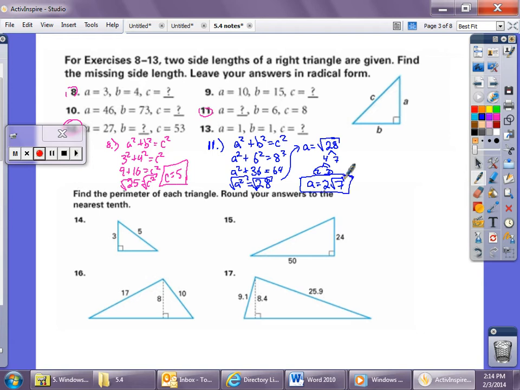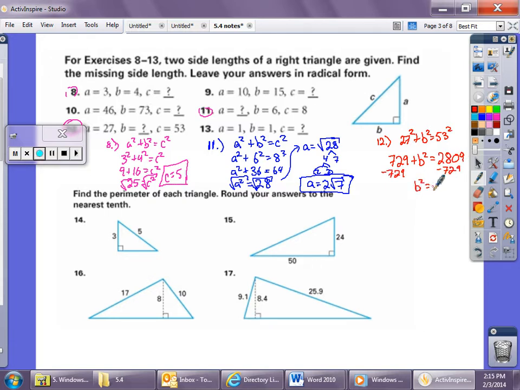And then when we look at question number 12 up here, we have A is 27. So 27 squared plus b squared equals 53 squared. 27 squared is 729, plus b squared equals 53 squared, which is 2,809. Subtract this.